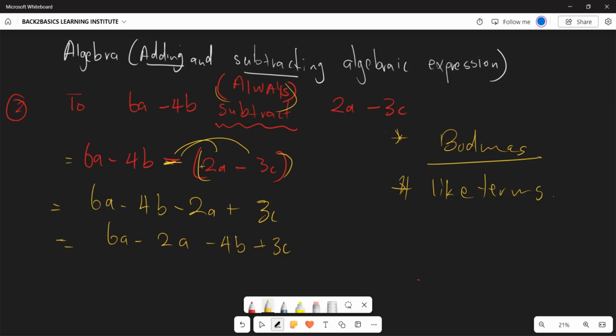Now, this is going to be 6, subtract this, which is going to be your 4a, subtract your 4b, plus your 3c, altogether. Now, this is as far as what you are required to solve here. Hopefully, this makes sense to you now. Now, let's try and find something else.